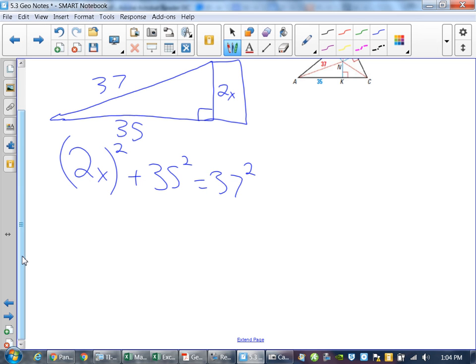And what's x squared? x squared. 2x quantity squared is just 2x times 2x, which is 4x squared.